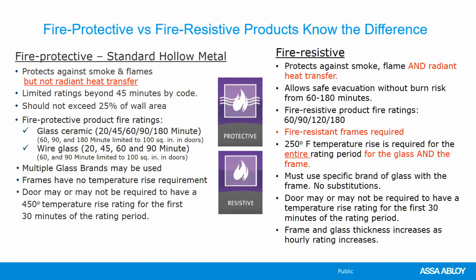This 250-degree temperature rise rating is for the duration of the rating period. As an example, if you had a 1-hour rated fire resistive assembly, at the end of that 1-hour fire test, the temperature rise on the surface opposite the furnace can be no more than 250 degrees above ambient temperature. That is a very significant difference between that and hollow metal.